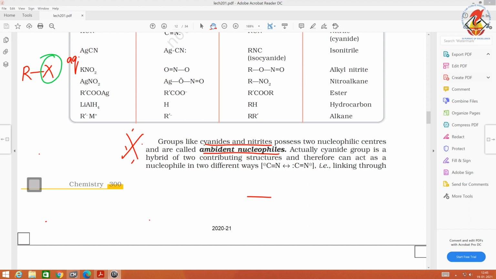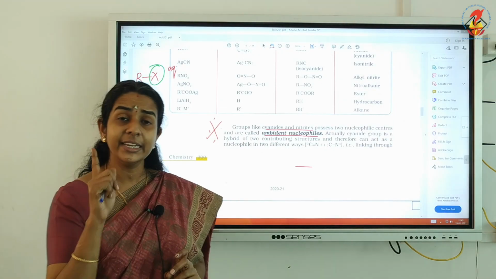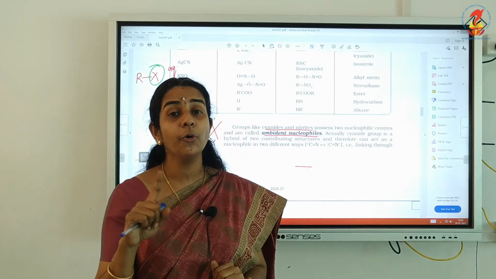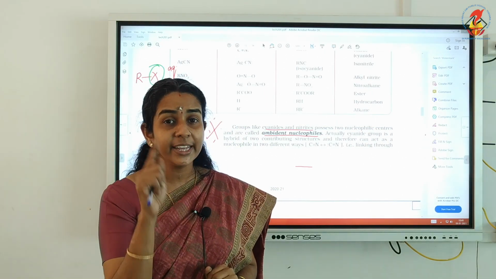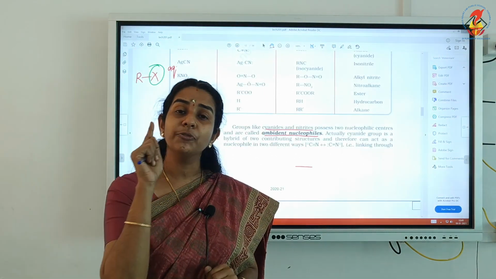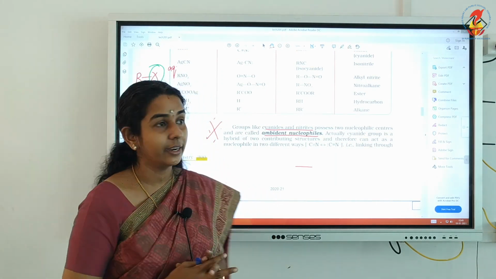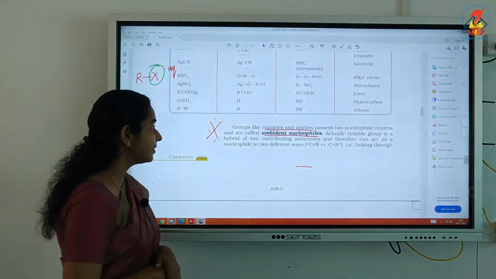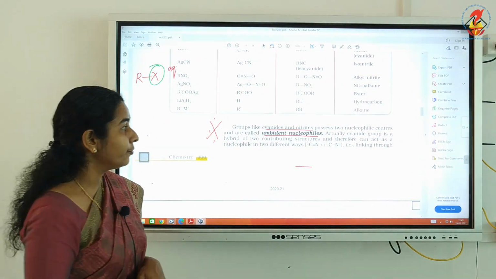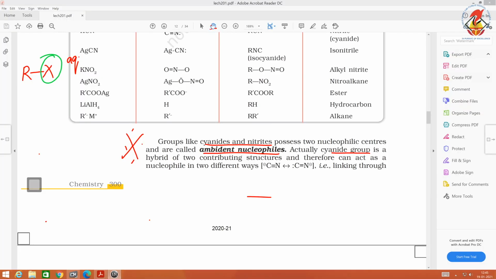Groups like cyanides and nitrites possess two nucleophilic centers. In CN, it can bind either through carbon or through nitrogen. If it is binding through carbon, it is cyanide. If it is bonding through nitrogen, it will be NC, isocyanide. So those containing two nucleophilic centers are known as ambident nucleophiles. Actually the cyanide group is a resonance hybrid of two contributing structures. Therefore, it can act as a nucleophile in two different ways.